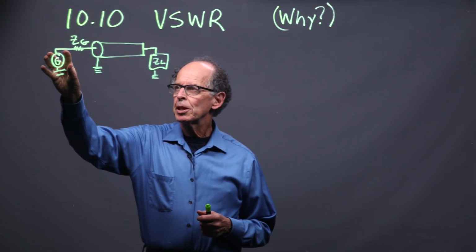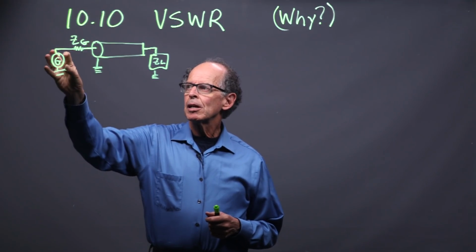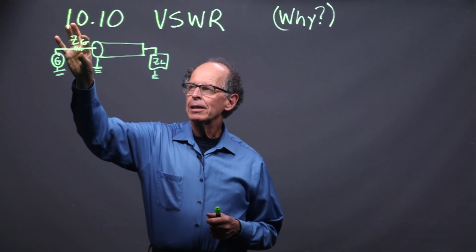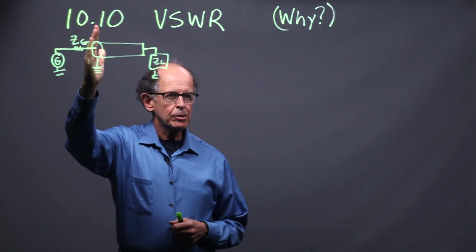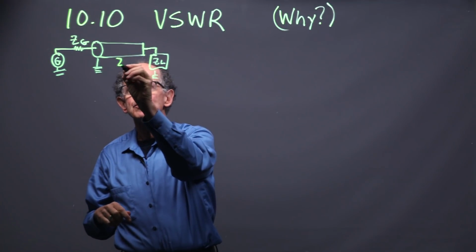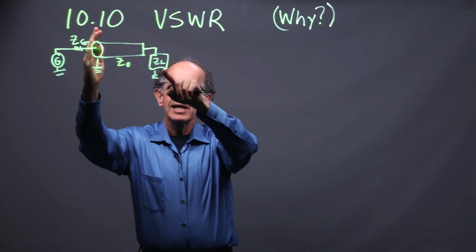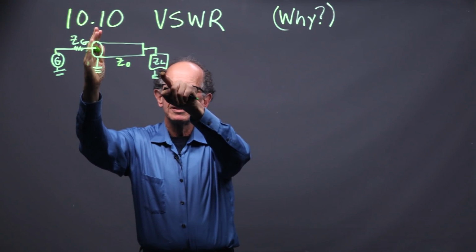The generator generates a voltage. It's a source, and the combination of the generator and its impedance are matched to the transmission line, which we should indicate has impedance Z0, and that feeds the load.